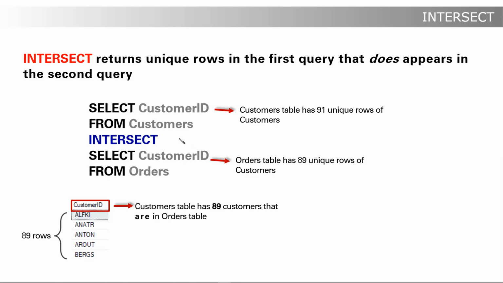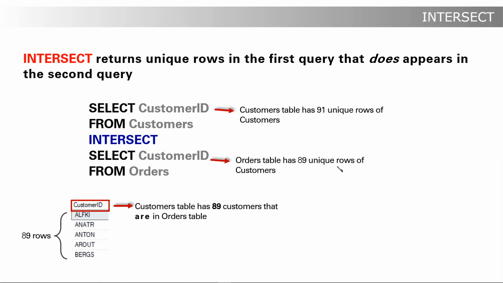In this lesson, we will learn about the INTERSECT. INTERSECT returns unique rows in the first query that also appear in the second query. So what does it mean? It means that from the SELECT customer ID FROM customers, we have 91 unique rows of customers, and from the orders table, if we do SELECT customer ID, we have 89 unique rows.